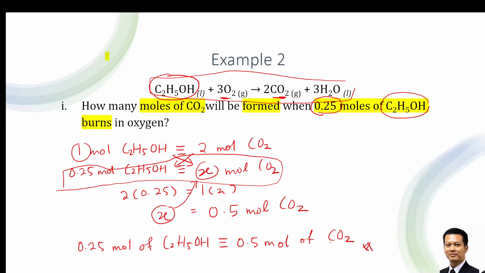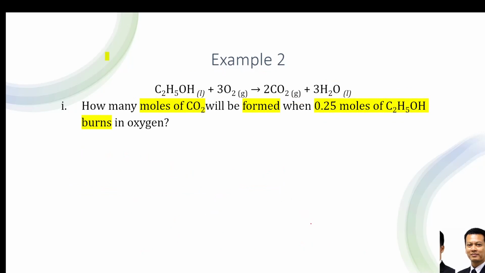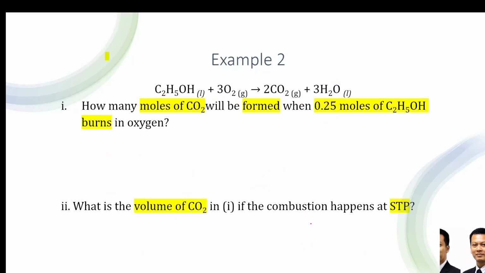Just a simple ratio, just a simple comparison. Okay, there is question 2 there. What is the volume of CO2 in question 1 here if the combustion happens at STP? This one you need to relate to volume of gas at STP. 1 mole of any gas, it doesn't matter what gas you have, will occupy 22.4 liter at STP.